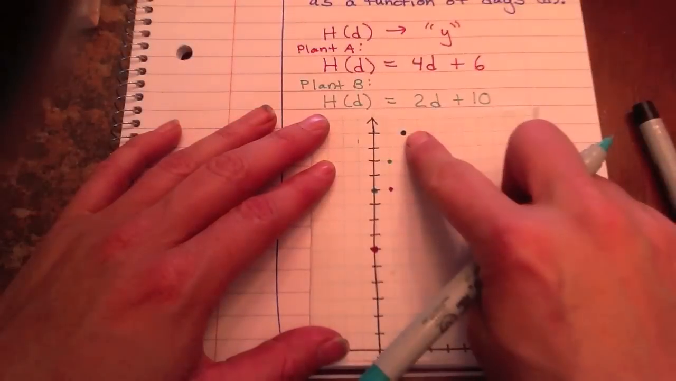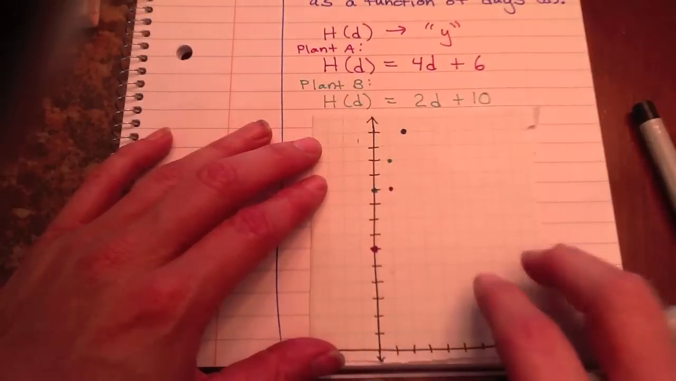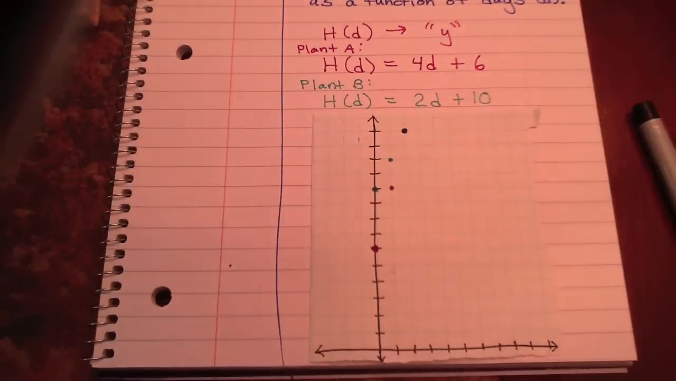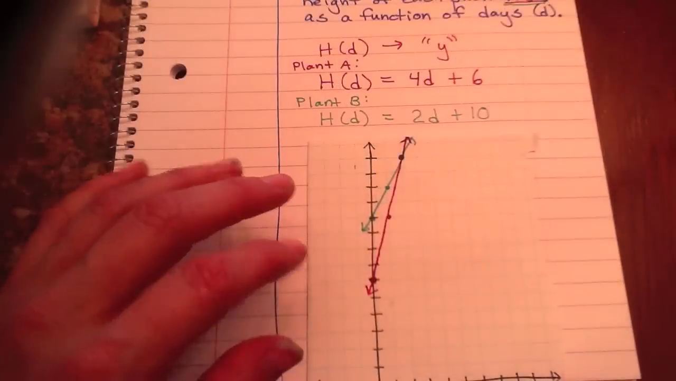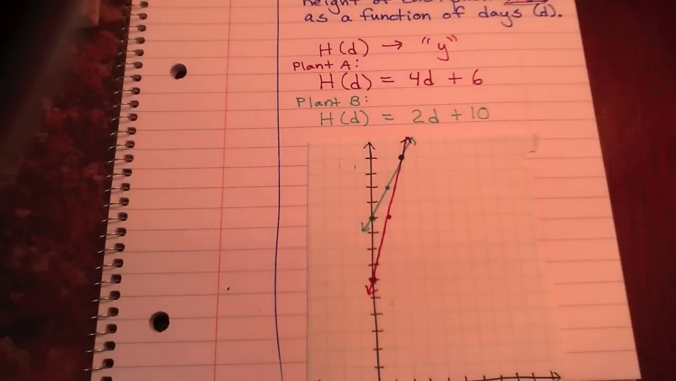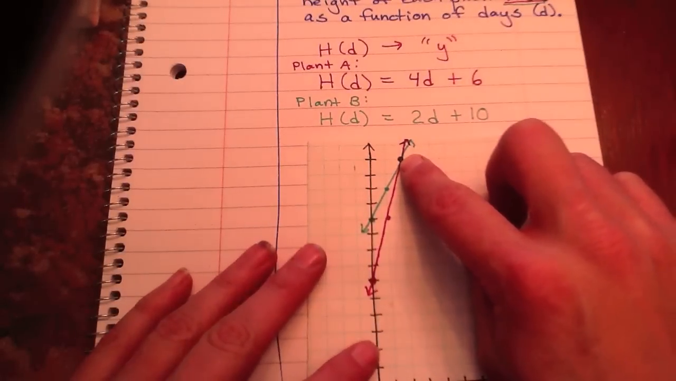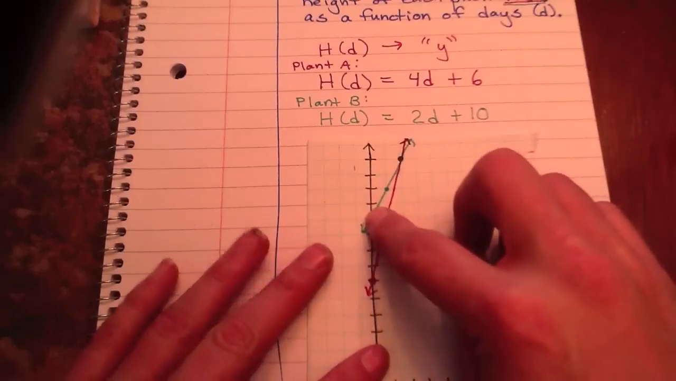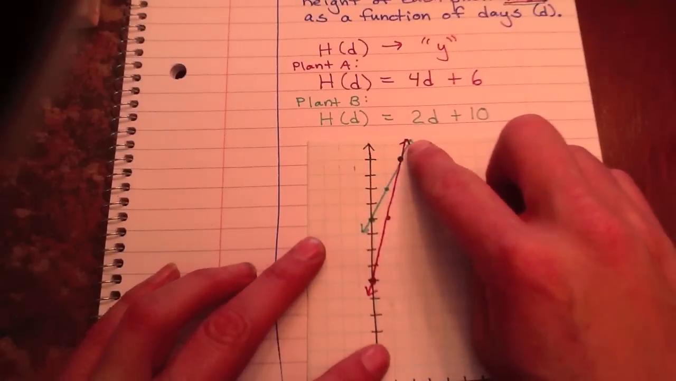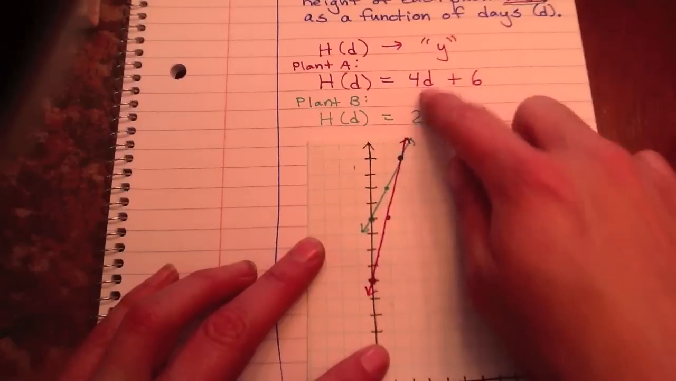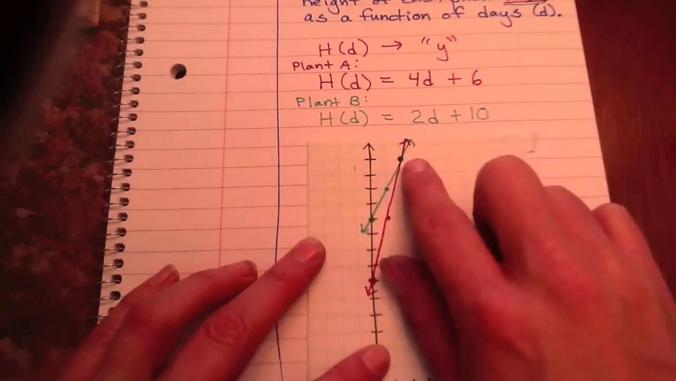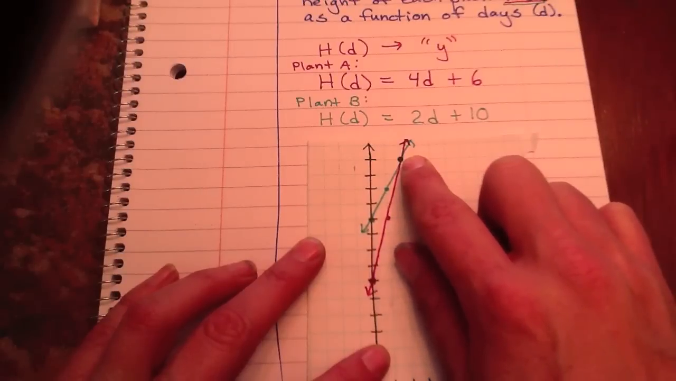I already see the point where they're going to be the same because it just overlapped there. So now I'm going to connect those. Now that I've connected those, I do see that it crosses right here at this point. And now I have all of my possible solutions to compare for plant B and for plant A, and I see which day they are the same height.